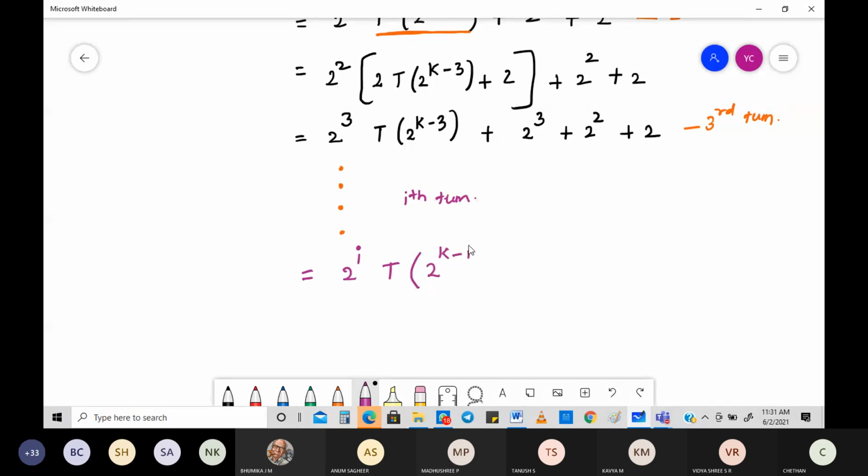Why have I written k minus I? Because I've taken 3 as I, like that you can think. So k minus I, plus 2 to the power of I, plus 2 to the power of I minus 1, plus 2 to the power of what? You can just keep it as 2, because there's no term here. This is with regard to writing up to the ith term. Be careful, it's up to the ith term. This is step number 1.